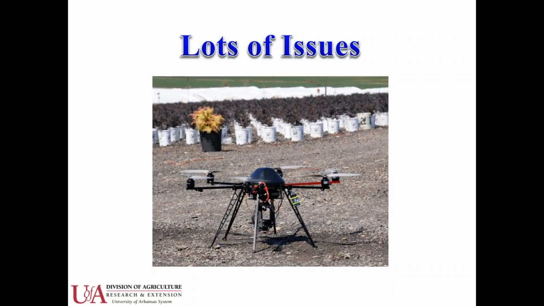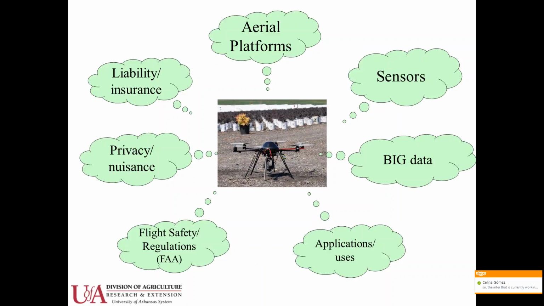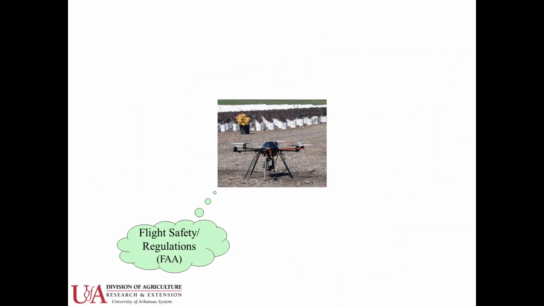Lots of issues related to using a small unmanned aircraft system, or sUAS. Some of these issues include aerial platforms themselves, sensors, big data, applications and uses, regulations, privacy and nuisance, and lastly, liability. Today's webinar will focus solely on FAA regulations, especially as they relate to commercial users.